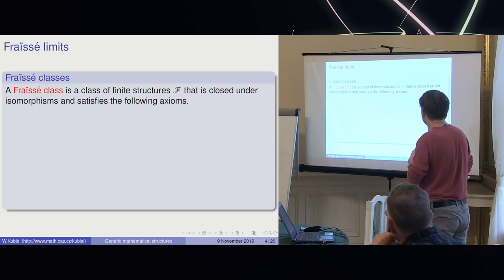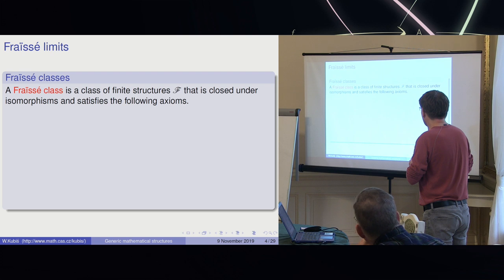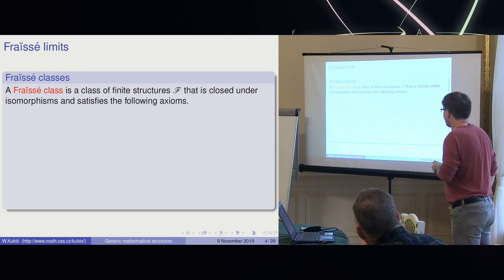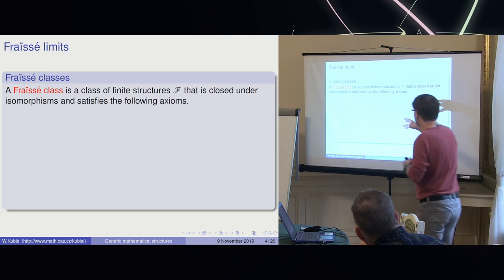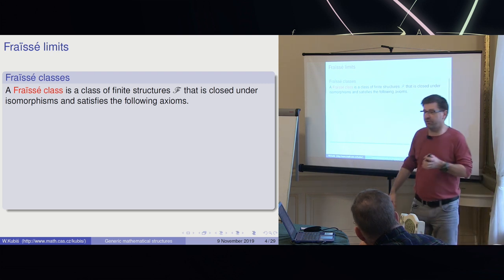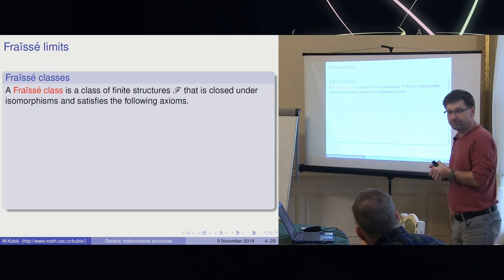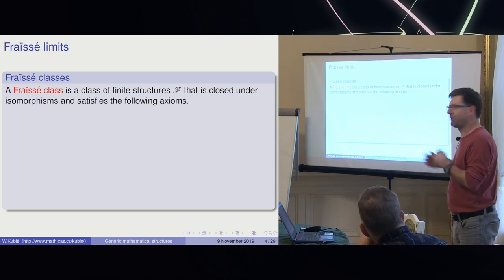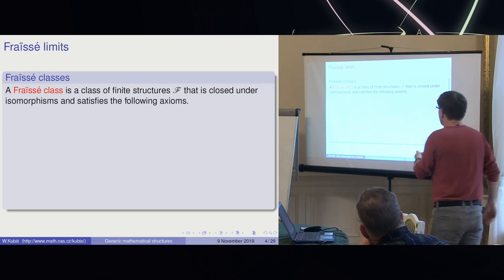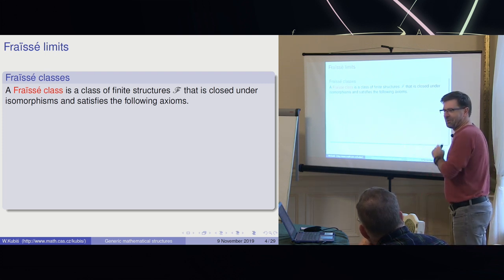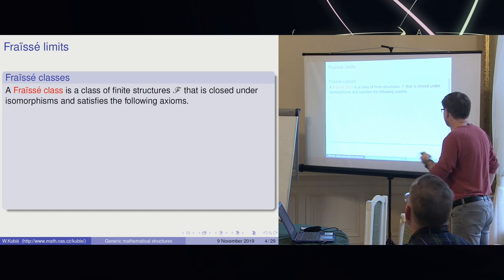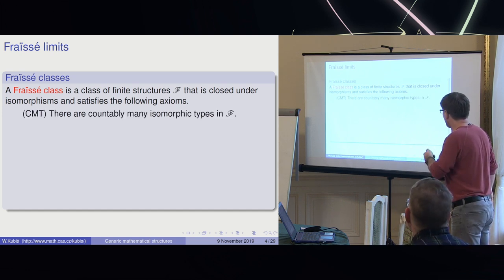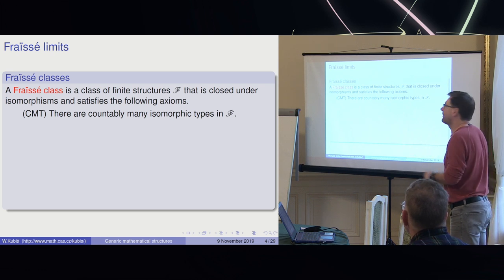So in order to formulate it, I have to introduce some definitions. So what is a Fraïssé class first? It is a class of finite structures closed under isomorphy. So let me explain. In this setting, a structure is a set with some relations, possibly some algebraic operations. And actually, Fraïssé did not allow algebraic operations, but it's not important. And closed under isomorphism is clear. Yeah?